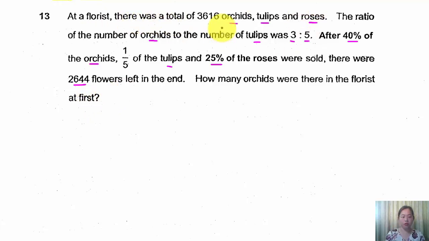To do this question, it is a good idea to use the unit table. So, this is orchid, tulip, and roses. The total is actually 3,616. So the first information that is about ratio is 3:5. 3 for orchids and 5 for tulips.